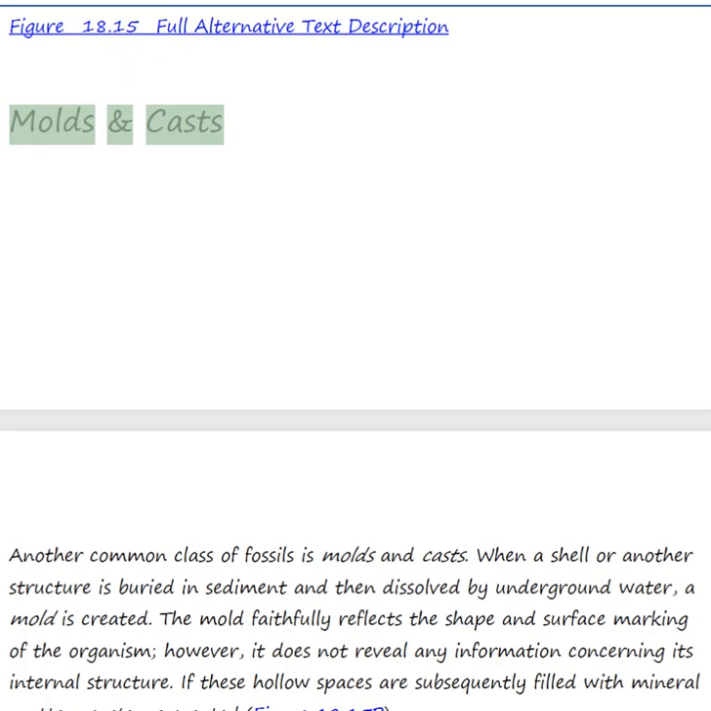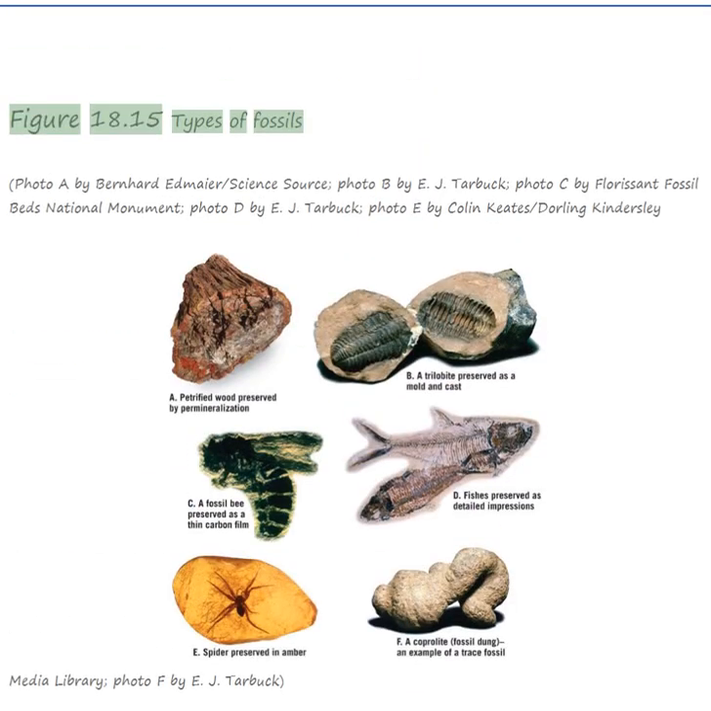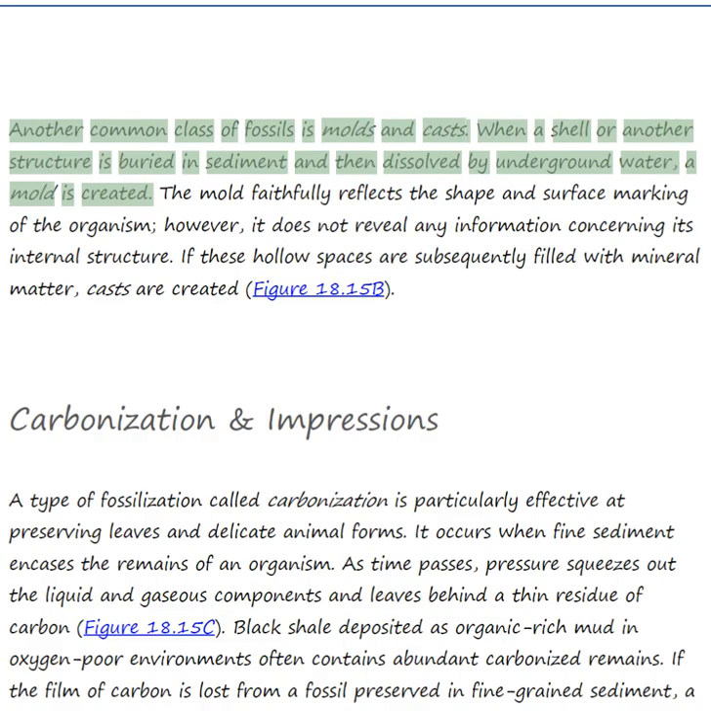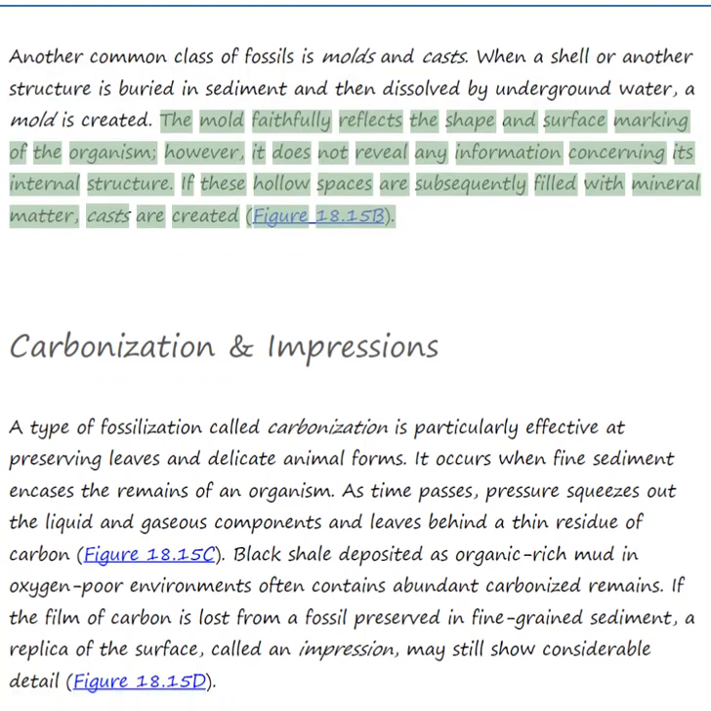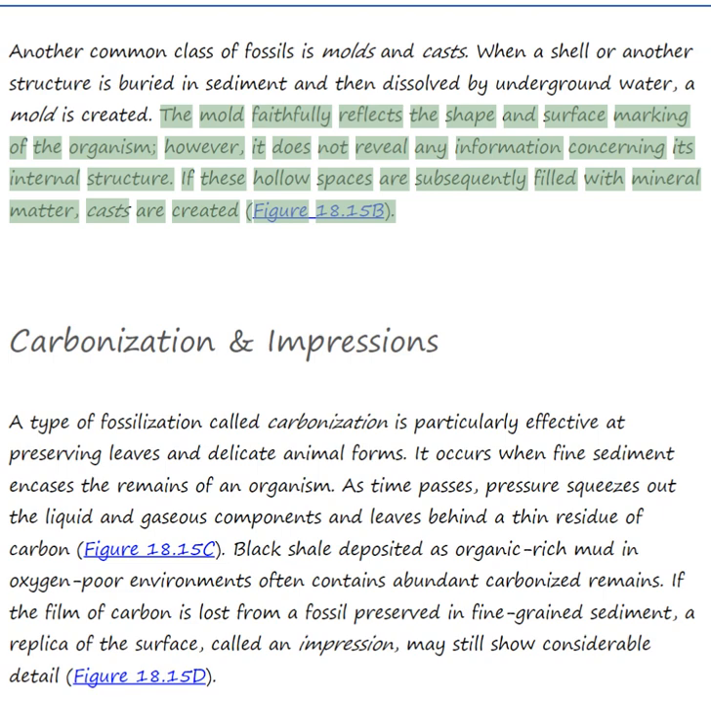Molds and casts. Figure 18.15 Types of fossils. Another common class of fossils is molds and casts. When a shell or another structure is buried in sediment and then dissolved by underground water, a mold is created. The mold faithfully reflects the shape and surface marking of the organism; however, it does not reveal any information concerning its internal structure. If these hollow spaces are subsequently filled with mineral matter, casts are created.